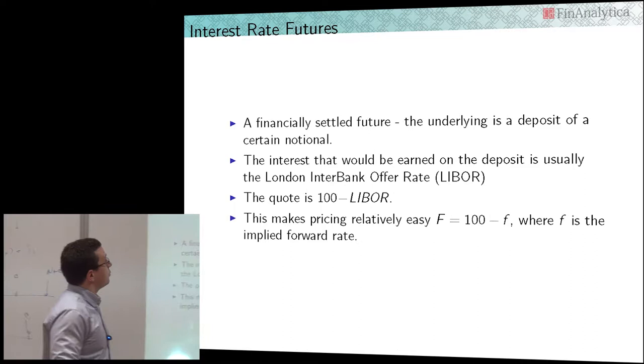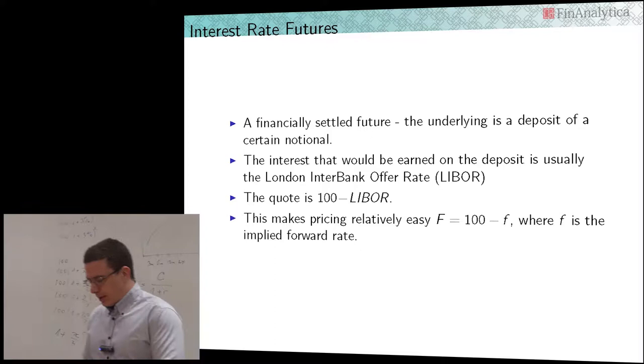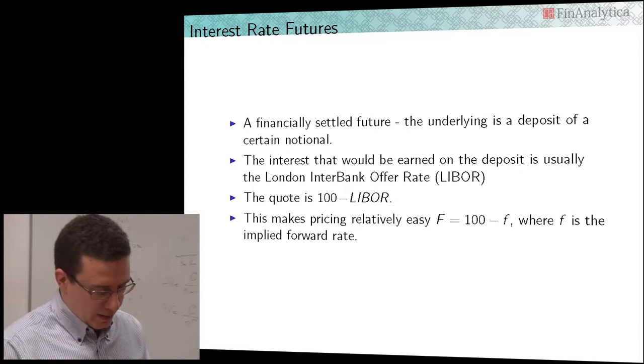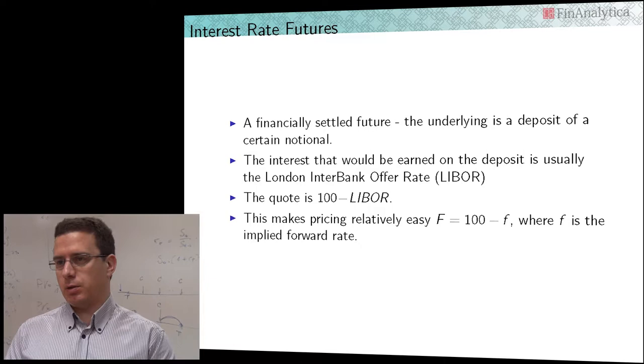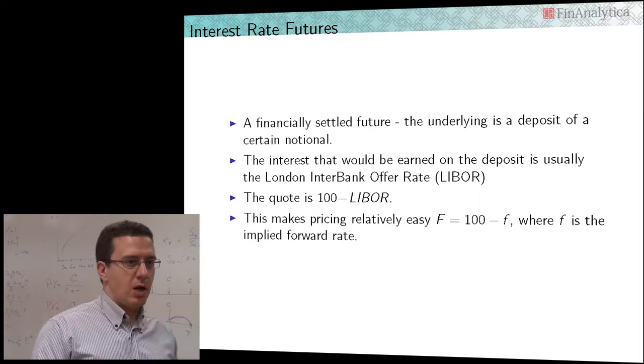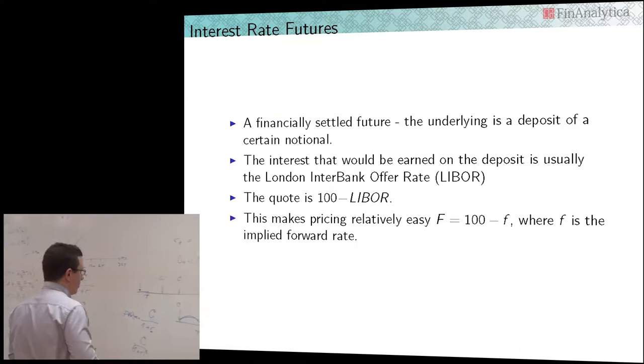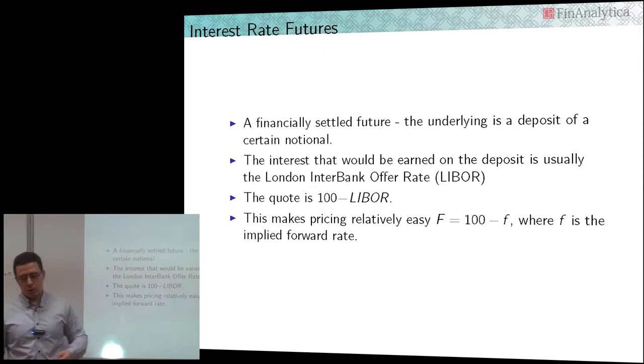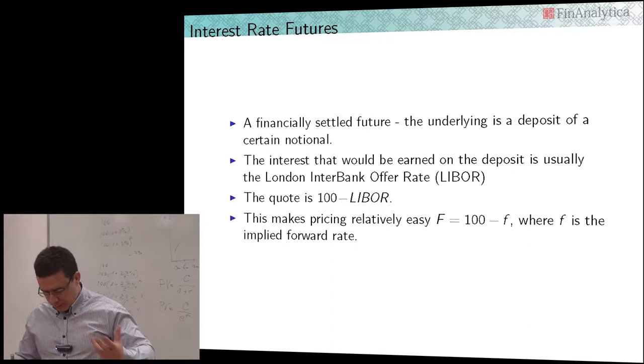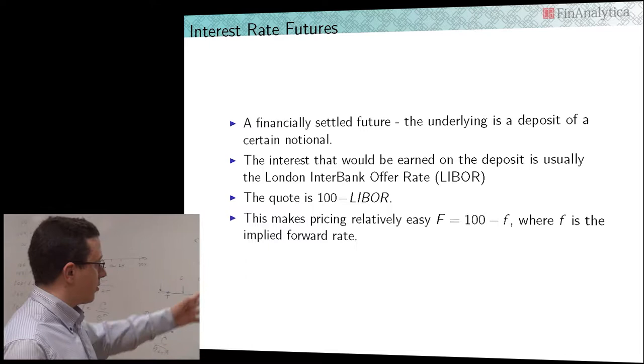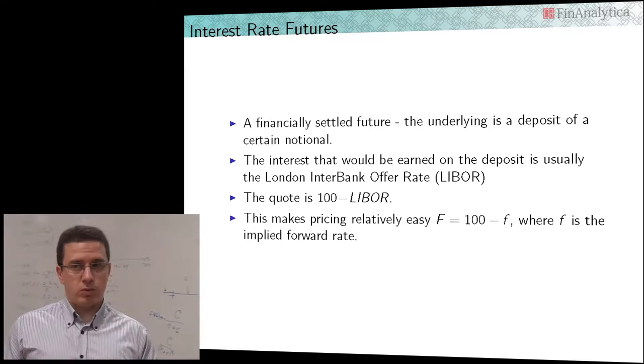Another kind of futures, this is interest rate future, and the idea here is at the end date of the future, the maturity date, you are actually gonna enter money on a deposit, just like a bank deposit, for a 3-month period, earning a certain interest. And this interest usually is linked with the London Interbank Offer Rate, so-called LIBOR. The current price of such instrument is very easy to calculate. You just take 100 minus the LIBOR, and this is what the market would quote for an interest rate future.